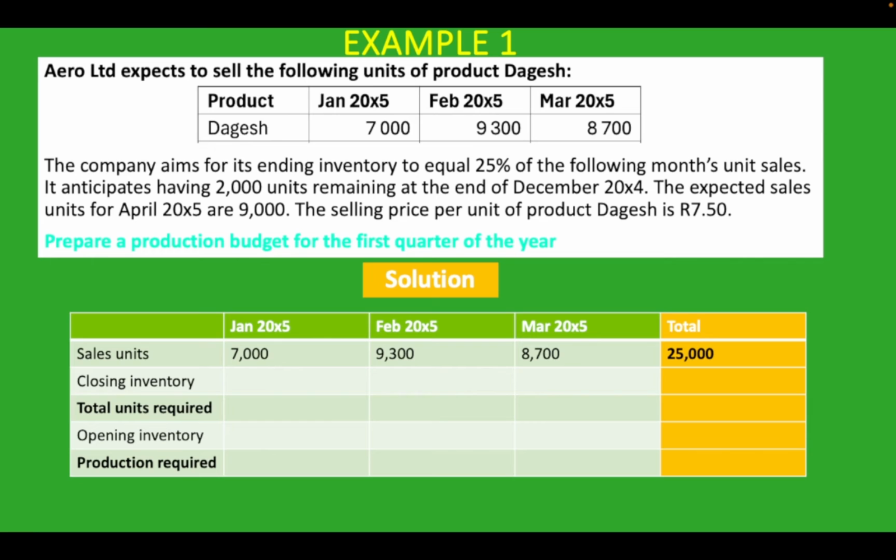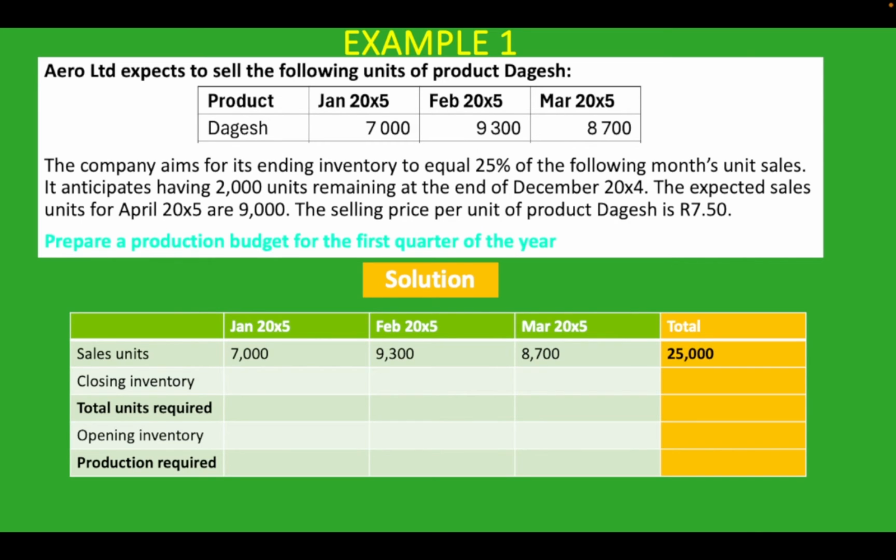Okay, now that we have our sales units, what is the expected closing inventory? For instance, in January, how many units do we intend to have in closing inventory? Meaning by the end of January, we still want this number of units in stock. Why is that important? Well, if we're going to produce in January, we want to know how many we're going to sell in January, and we also want to know how much we want to have left over. So that means we have to produce what we're going to sell. We also have to produce what we intend to have as our closing inventory, and that will tell us how many units are required in total.